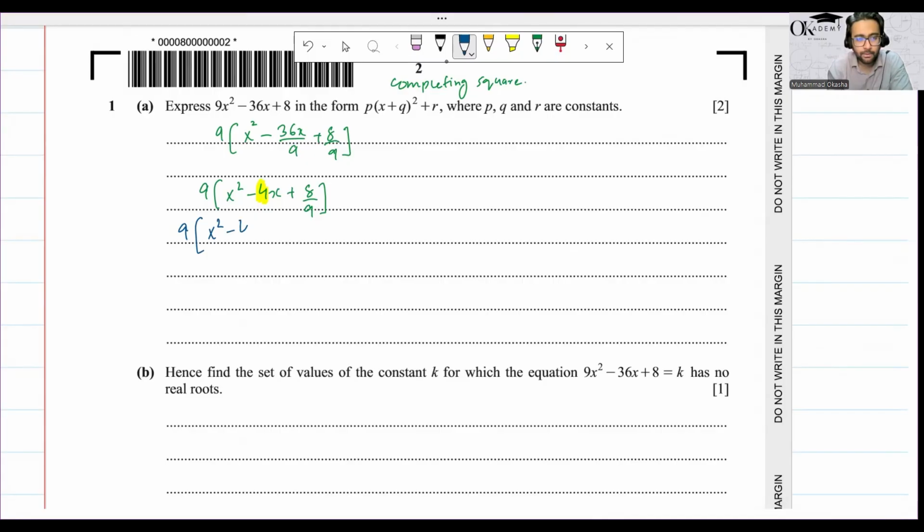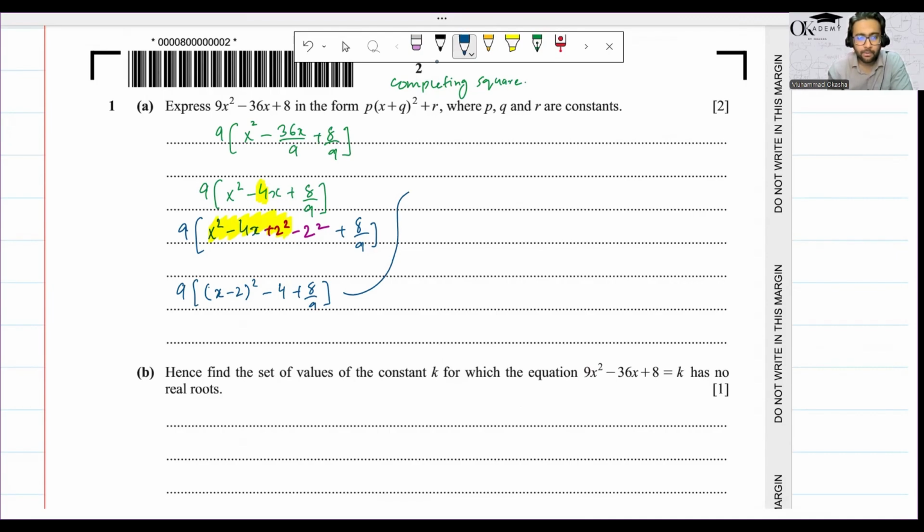So 9 times x squared minus 4x. If you split 4, you're going to get a 2. So I'll add 2 squared. Actually, use a different color for this. Plus 2 squared minus 2 squared and plus 8 over 9. I hope you can already tell that this is a complete square. So I'll pack it into a square, which will be x minus 2 whole squared, and that is going to be negative 4 plus 8 over 9.